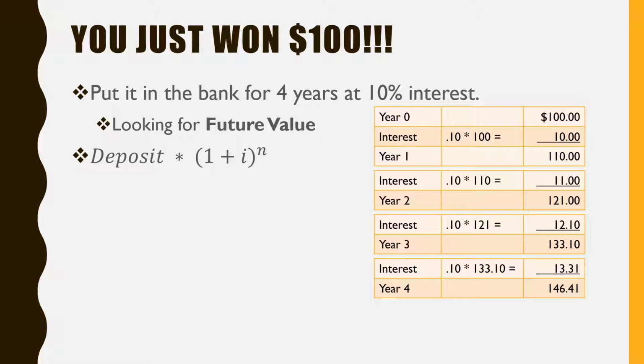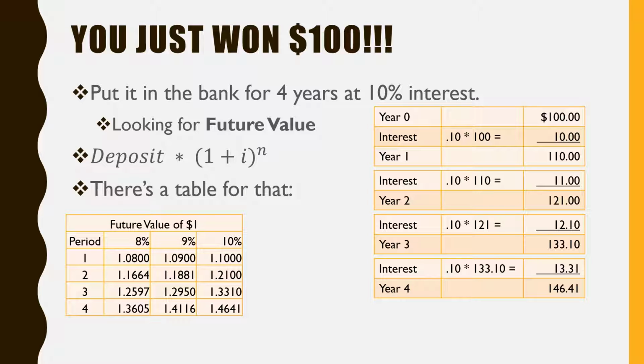146.41. If you're not good with formulas, we've also got a table for that. Some of your instructors will have you use a table, some will have you use a formula, and some will let you use your financial calculator. All 3 ways get you to the same solution. If you're working with the table, all I'd have to do is look up 10% 4 years is 1.464, multiply that times my $100, and lo and behold, I have $146.41.